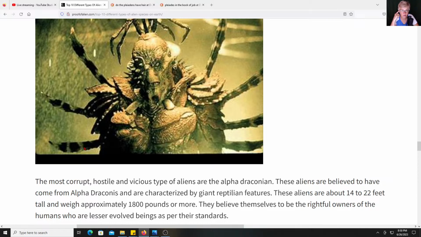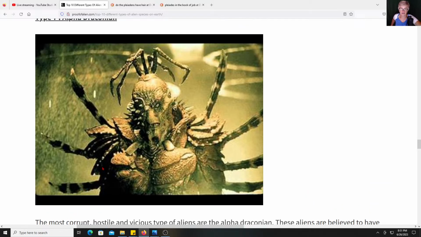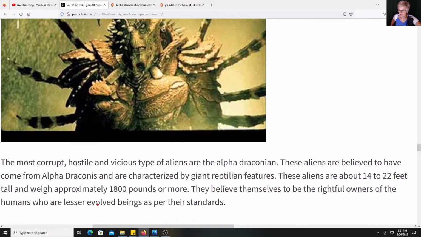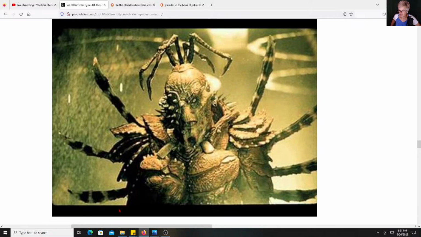Well, that doesn't look like one. These aliens are about 14 to 22 feet tall and weigh approximately 1,800 pounds or more. They would smash you and squeeze you to death and rip your limbs off your body. They believe themselves to be the rightful owners of the human beings who are lesser evolved beings as per their standards. So why does this thing look like an arachnid thing, like a big bug? Do you think they look like that? I mean, it could look like that, like a big bug.